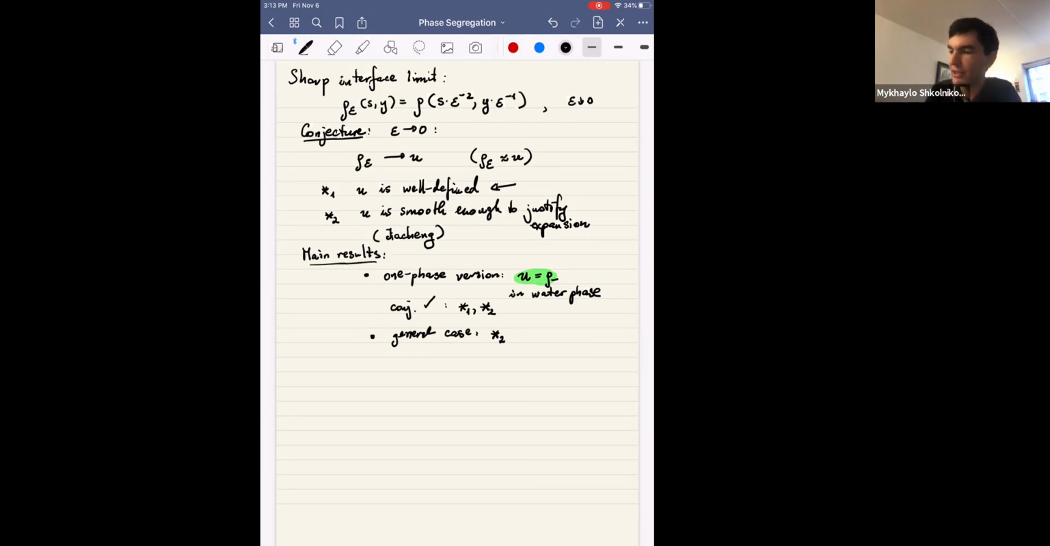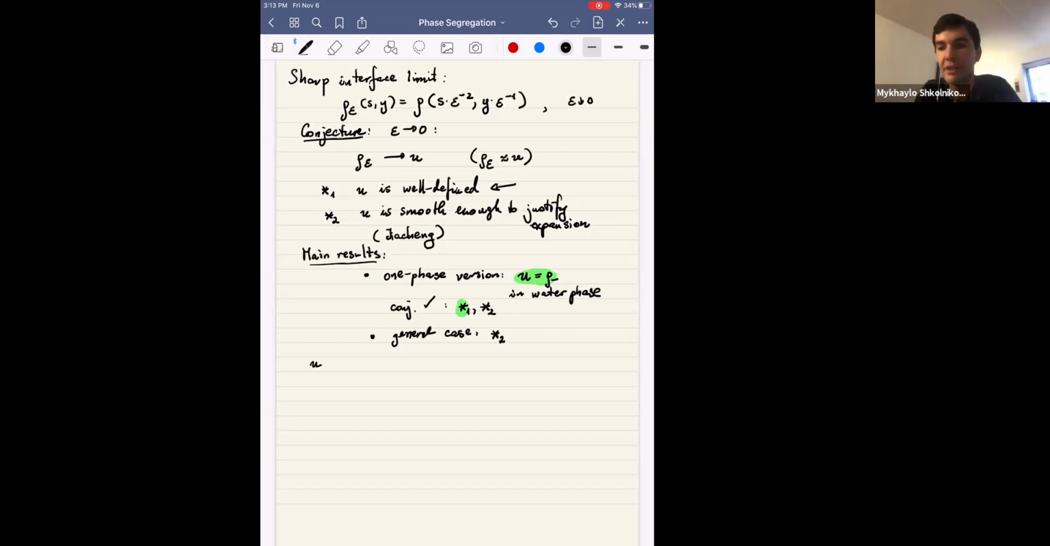And as mentioned, I'll spend the last, I guess, 10 minutes or so saying a little bit about this obstacle 1, and specifically in the one-phase case where we can resolve this case and this conjecture. All right, so let me focus on this obstacle.